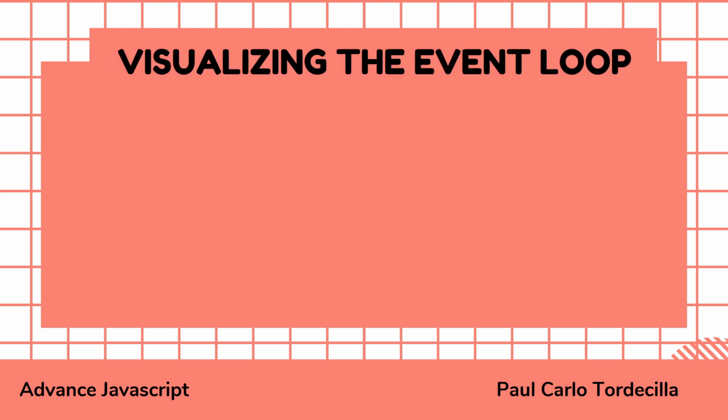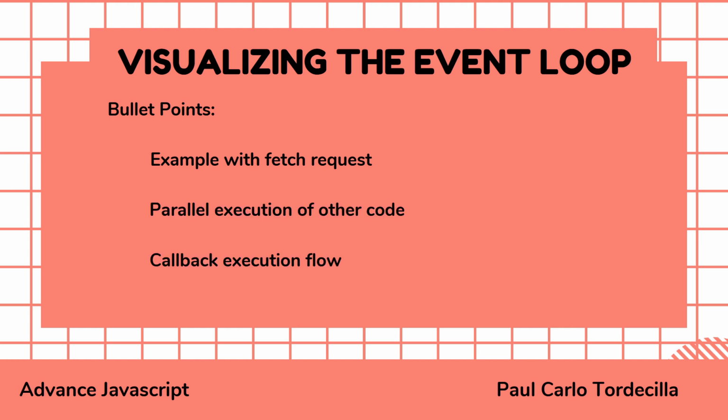Visualizing the event loop. Let's visualize the event loop with an example. Imagine you have a function that makes an HTTP request using fetch. While waiting for the response, JavaScript can continue executing the other code. Once the response is received, its callback is placed in the callback queue and eventually executed by the event loop.